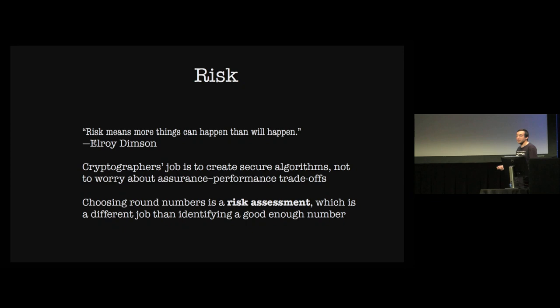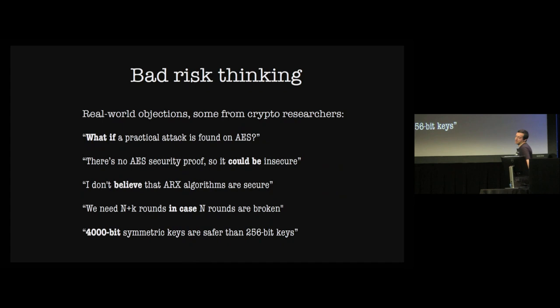So we can always think, okay, but what if this happens? We have to buy an insurance. When an insurance salesman comes to your place and tells you, oh, but what if this happens, you need to buy an insurance, and they try to scare you. So you see, it's about emotions, not only rational stuff. And choosing rounds is really risk assessment.